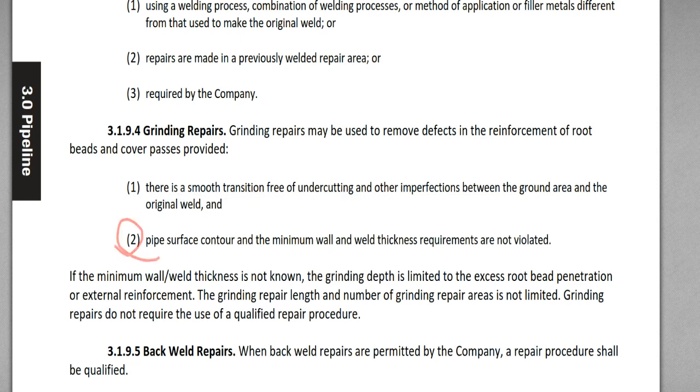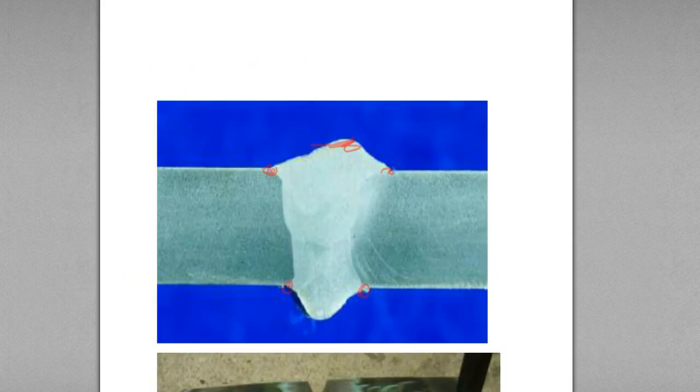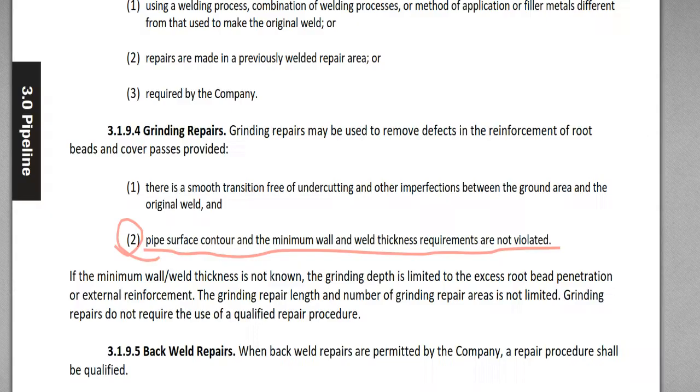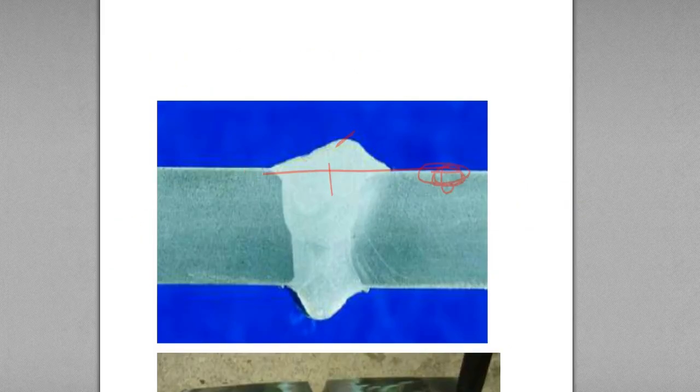And condition number two is pipe surface contour and minimum wall and weld thickness requirements are not violated. So by the grinding repair, do not penetrate below the surface of the plate or pipe, and do not penetrate the base metal either. And for surface contour, do not make the surface contour something like this by grinding, or this.